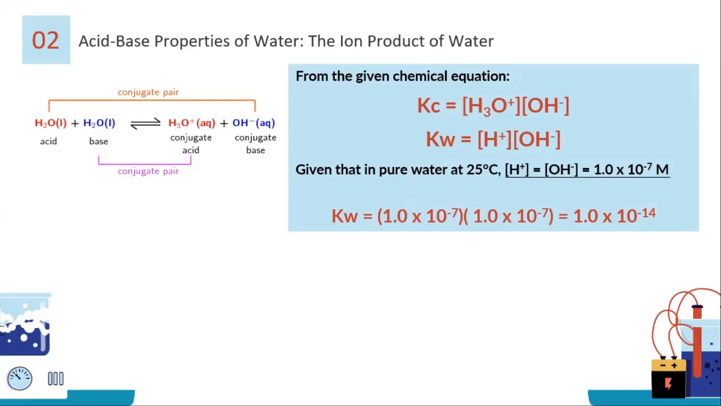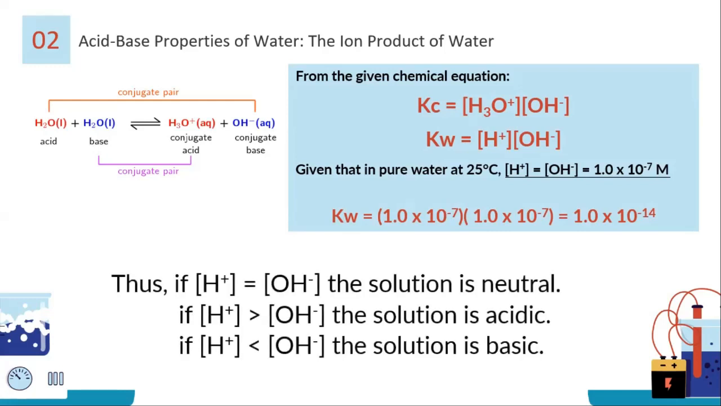Since the ionic product of water, Kw, is a constant that links the concentration of hydroxide ions in solution to the concentration of hydrogen ions in solution, we can now say that if the concentration of hydrogen ion is equal to the concentration of hydroxide ion, the solution is neutral. If the concentration of hydrogen ion is greater than the concentration of hydroxide ion, the solution is acidic. And if the concentration of hydrogen ion is less than the concentration of hydroxide ion, the solution is said to be basic.